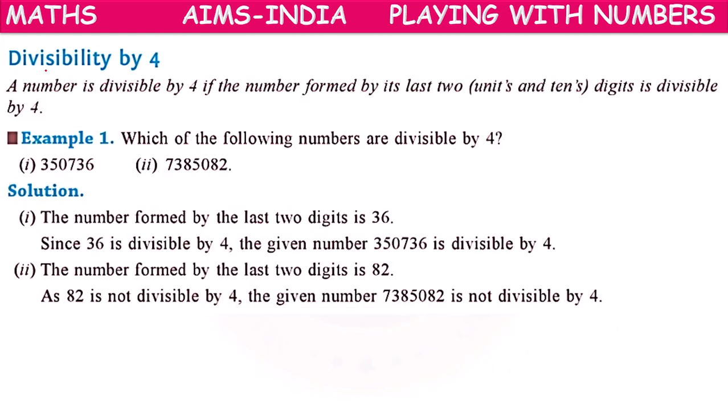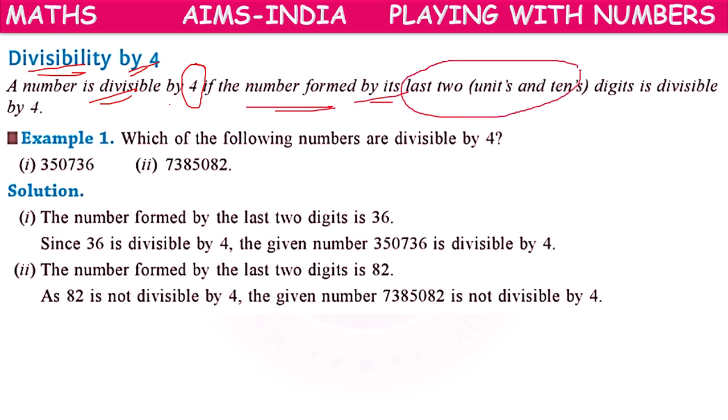Next, divisibility by 4. A number is divisible by 4 if the number formed by its last 2 digits is divisible by 4. What are the last 2 digits, children? The units digit and the tens digit. These two are considered the last 2 digits. If the last 2 digits are divisible by 4, then the total number is divisible by 4.